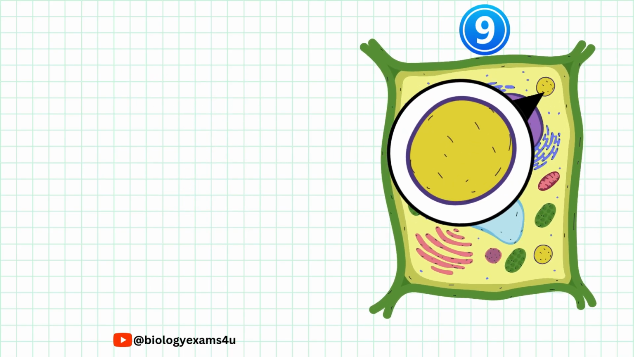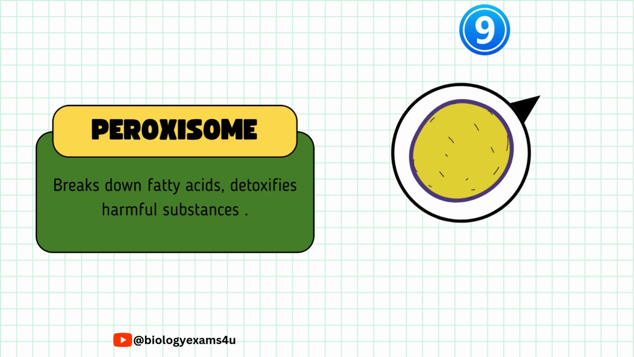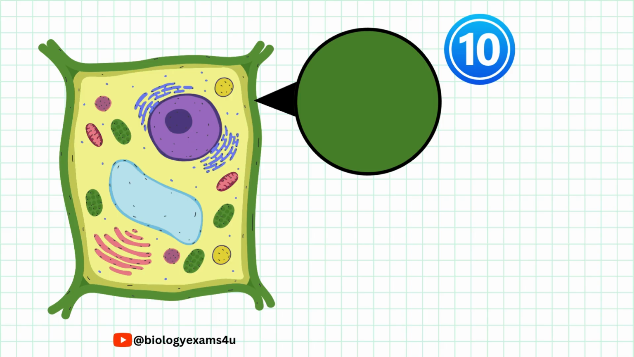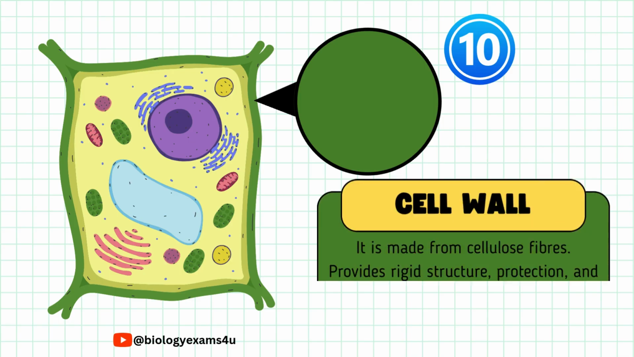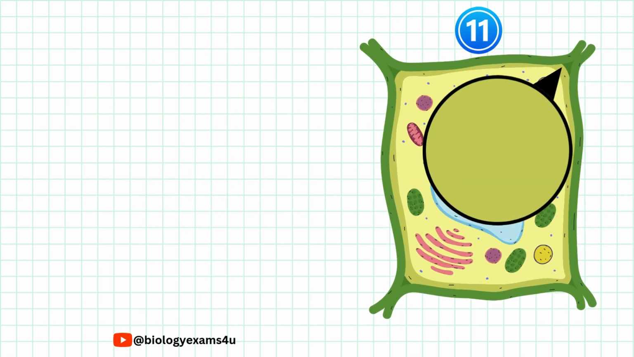9th structure. It is a peroxisome that breaks down fatty acids and detoxifies harmful substances. 10th structure. It is a cell wall. It is made from cellulose, and provides rigidity, protection, and shape to the cell.